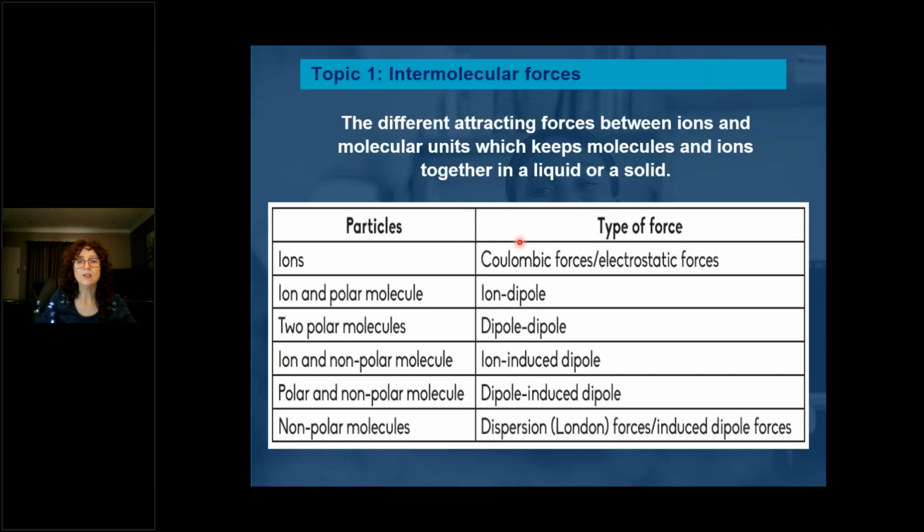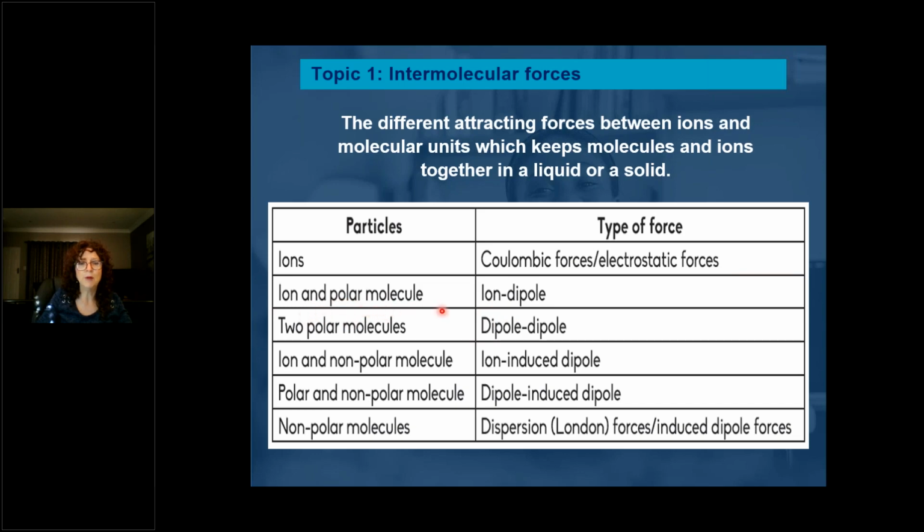Okay, so intermolecular forces, if we look at it, we say it's the different attracting forces between ions and molecular units, which keeps molecules and ions together in a liquid or a solid. So the particles that we do have are the ions. Now, ions are connected together with strong Coulomb forces, Coulombic forces, or electrostatic forces.